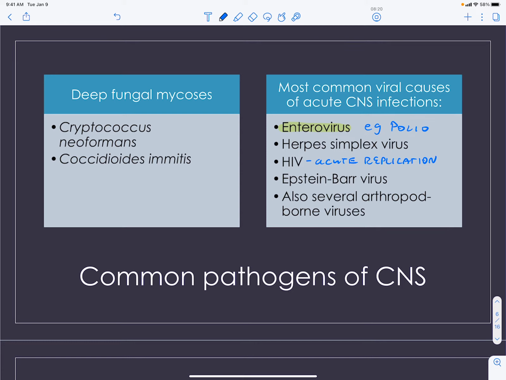Epstein-Barr virus can find its way into the central nervous system, and we have some very severe arthropod-borne viruses, equine encephalitis, for example, St. Louis encephalitis, and these can also be important viral causes of acute central nervous system infections.